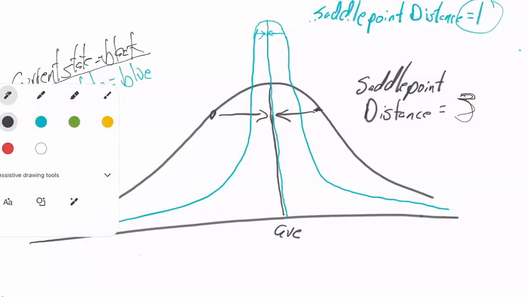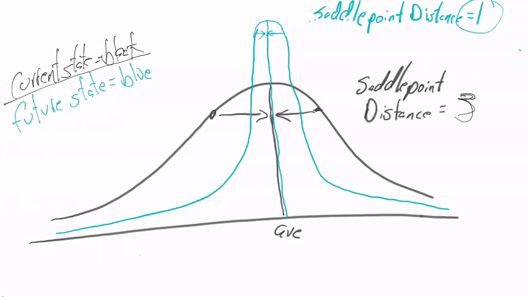We now then take a look at the future state data. We grabbed all the data, we plotted it out as a histogram. When it was plotted out as a histogram, it looked like the blue bell-shaped curve that we see right here. And its distance is about 1.